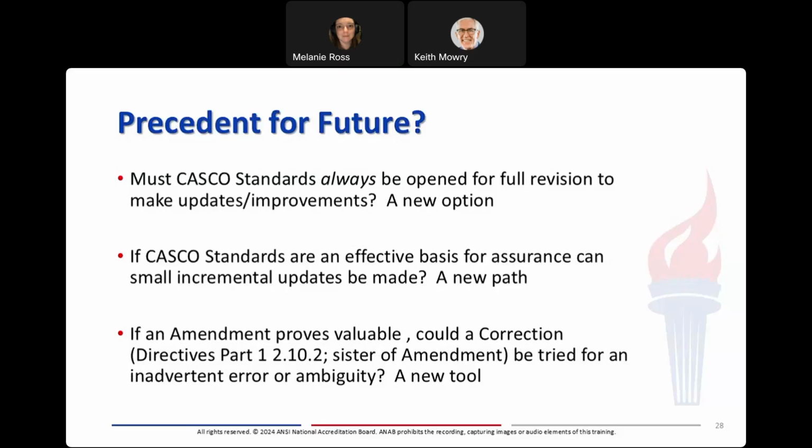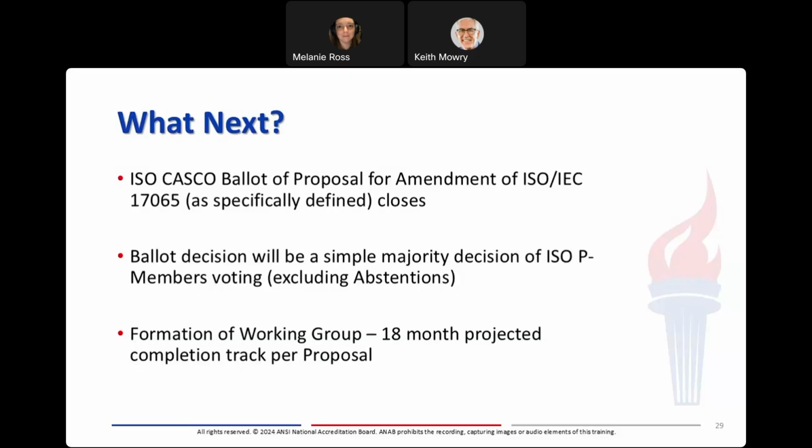And finally, if the amendment process works, there's also the tool of a correction that's available from the ISO directives. It's kind of a sister of an amendment, and that would be just the idea of having a new tool. CASCO might look at using a correction to correct an inadvertent error or ambiguity. So, this is hopefully opening the eyes to a new tool.